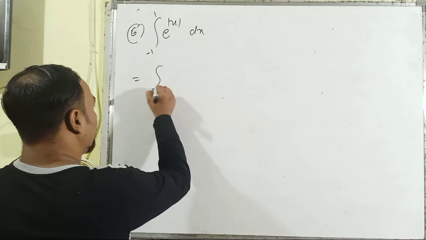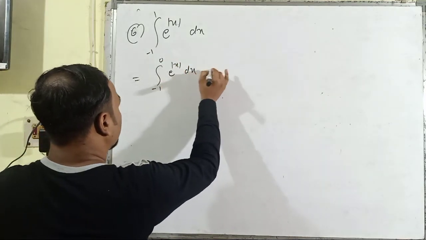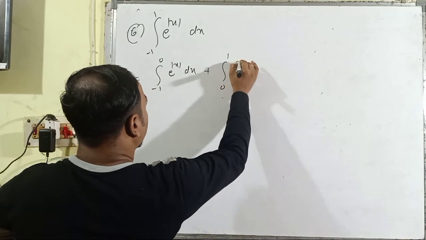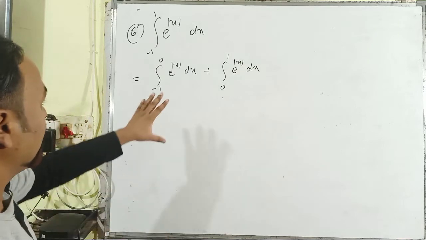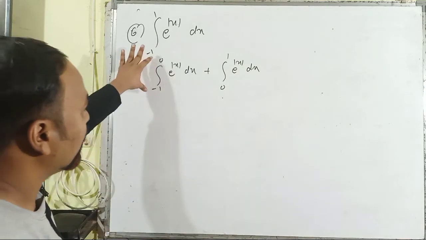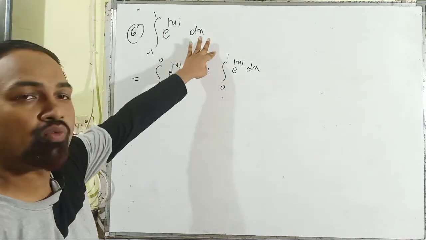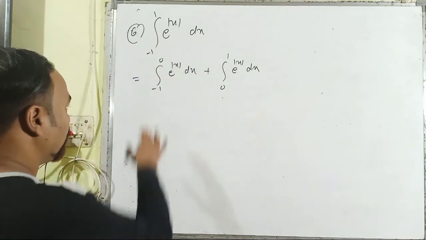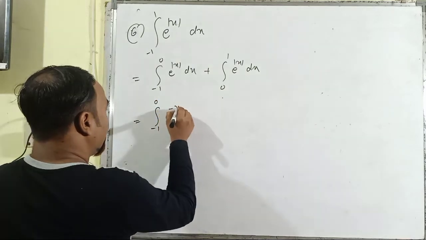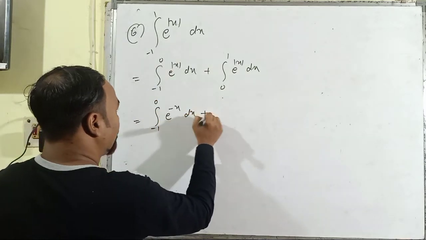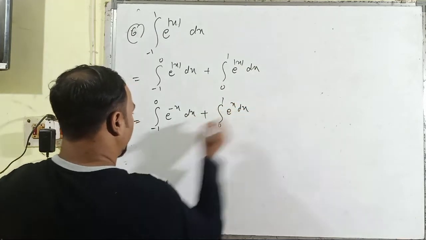So just separating, we have the integral from -1 to 0 of e to the power modulus of x dx, then from 0 to 1 of e to the power modulus of x dx. You can verify that this is the negative interval and this is the positive interval. This is -1 to 0, the negative interval, and this is 0 to 1. So for this interval we can put -x in place of modulus of x, and for this interval we can put +x in place of modulus of x.